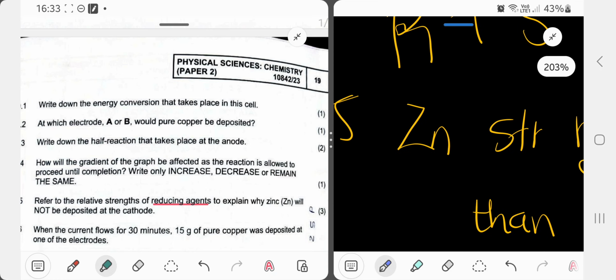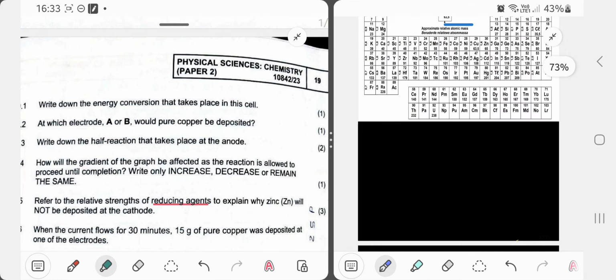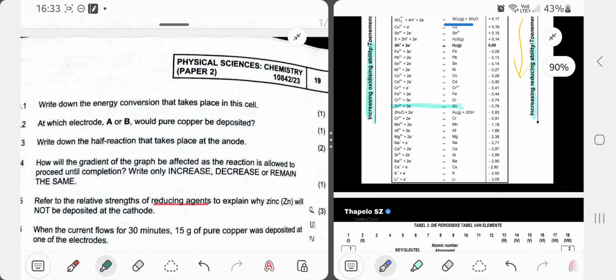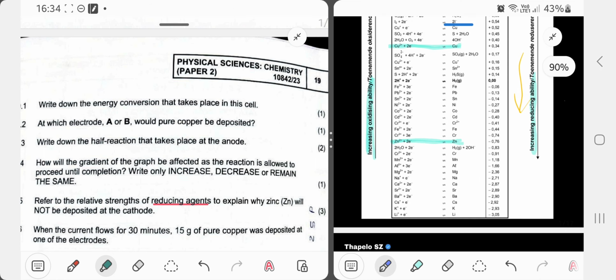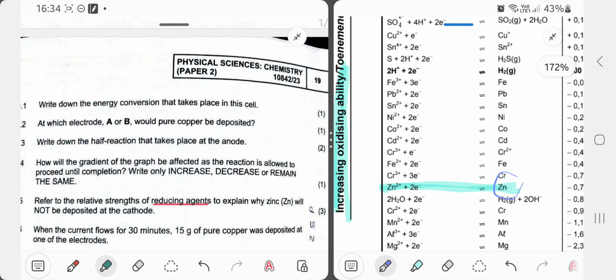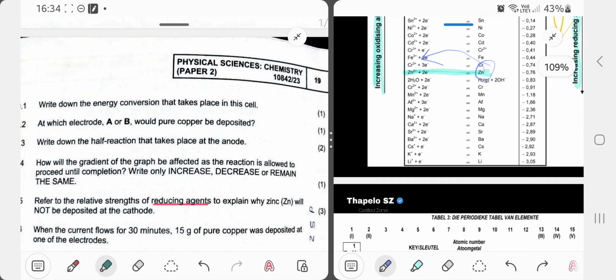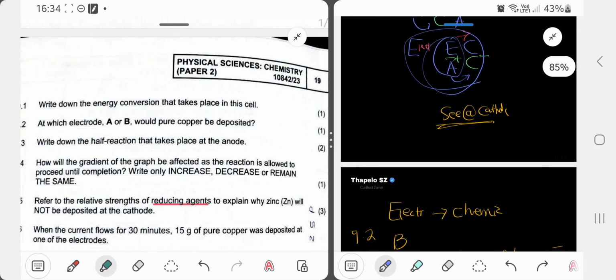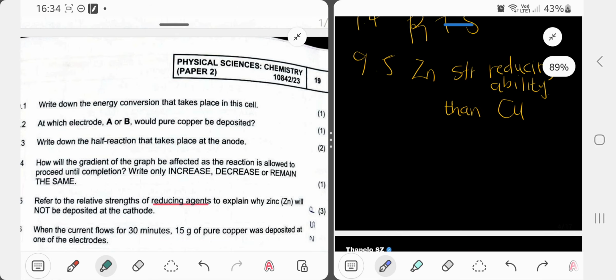So we need to write down Zn, okay? We can't write down Zn2+, because Zn is the one that is going to be oxidized to that, right? This can't be oxidized. It's already oxidized. So that's what we have there. So it's important to write what's on the right-hand side when we're talking about the reducing ability.